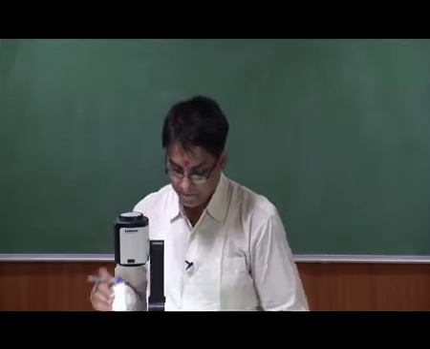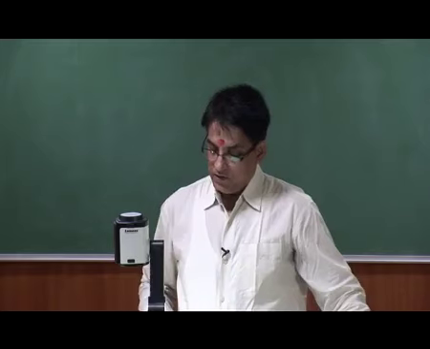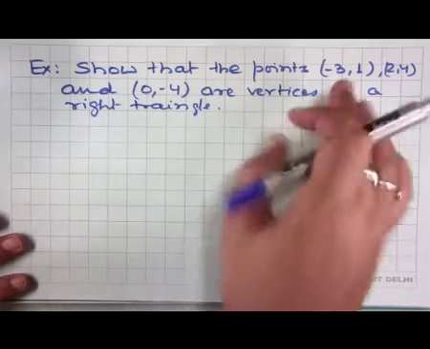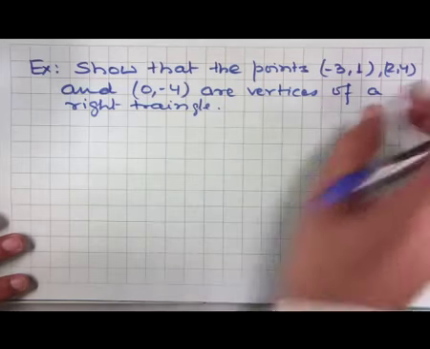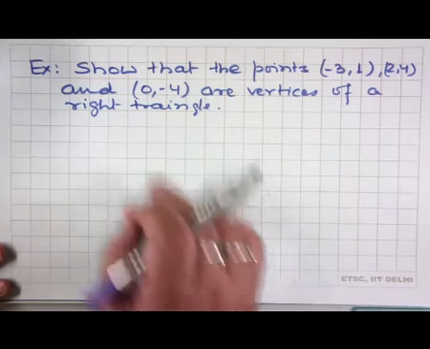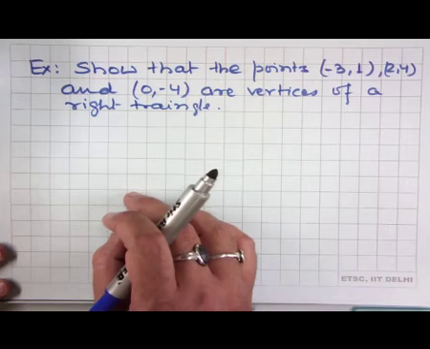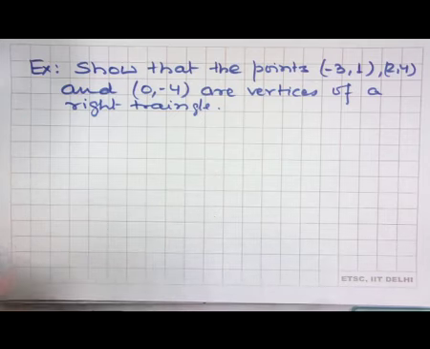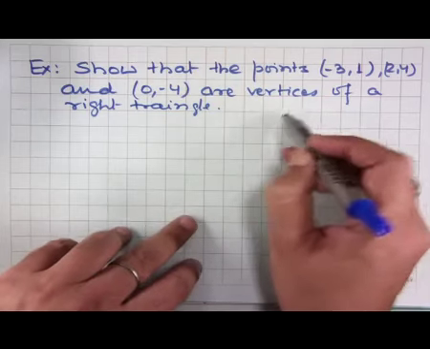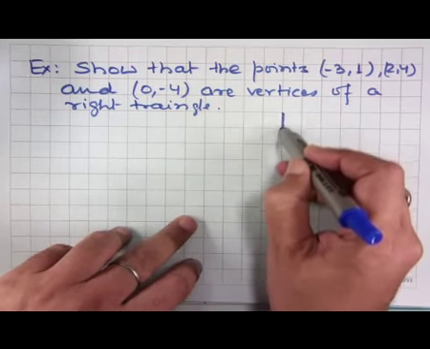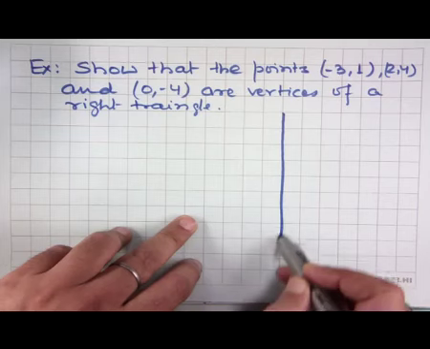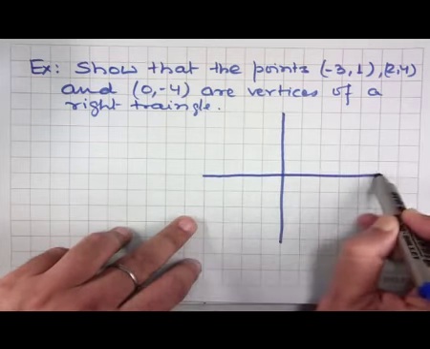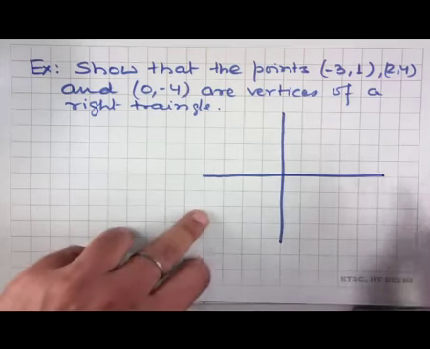Like another example: show that the points (-3, 1), (2, 4) and (0, -4) are vertices of a right triangle. So again, first of all, we locate these 3 points.